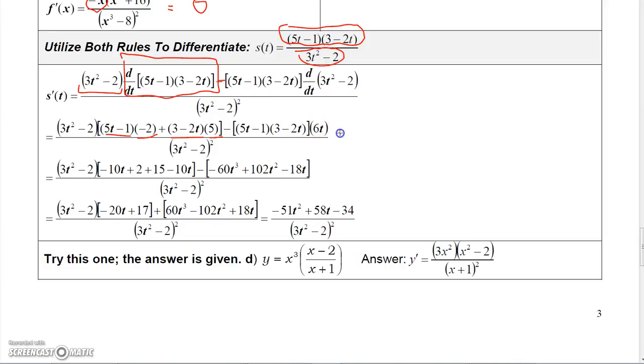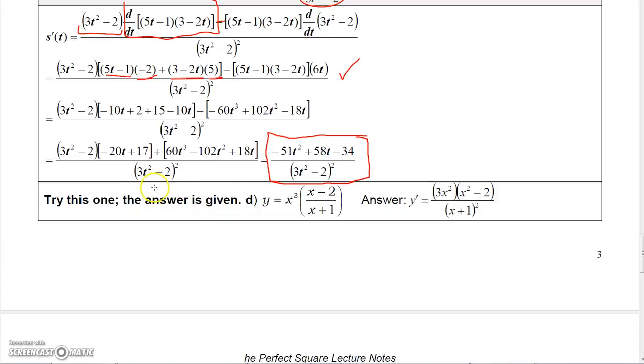And when I get to that step, and also I have the denominator squared on the bottom, I finish the calculus. Now, what I have to do is do some algebra, and you can go through and do this algebra. I just did a lot of multiplying, adding, subtracting, collecting like terms, and eventually you'll get, for the numerator, negative 51t squared plus 58t minus 34 all over 3t squared minus 2 quantity squared.